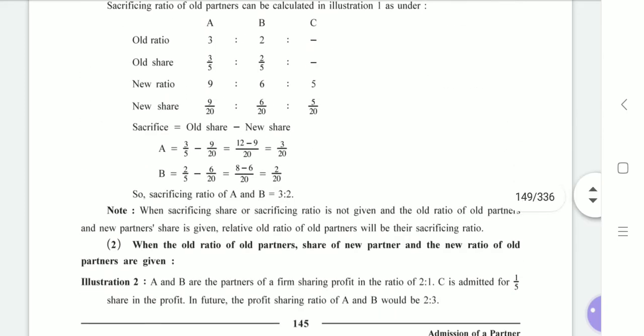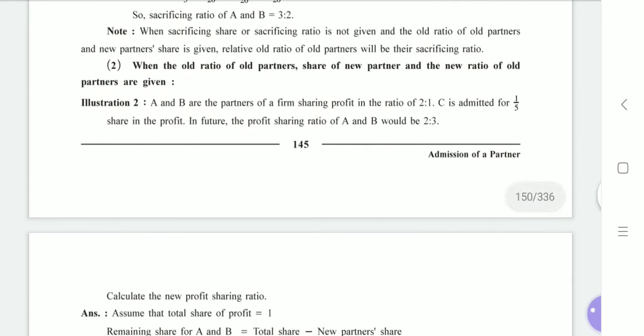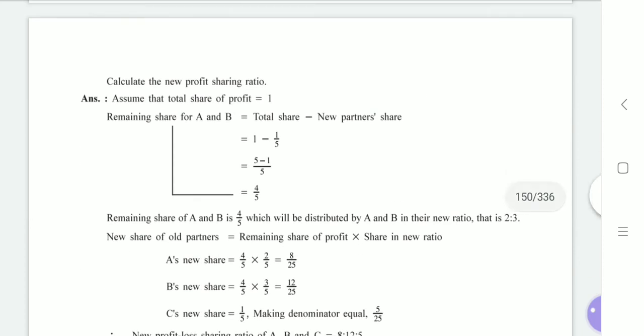There are several more sums regarding the same concept that will be continuing in the next session.